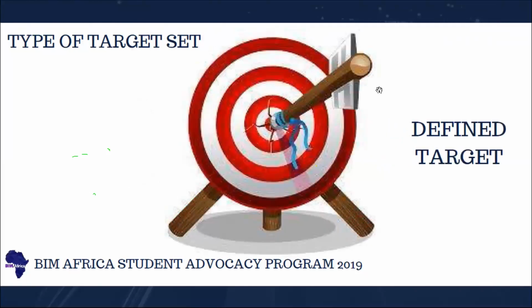And they could also have a static target, where they precisely know what they want to do. Within 1, 2, or 3 years, they want to be at level 1 or they want to be at level 2. So this is quite more defined.